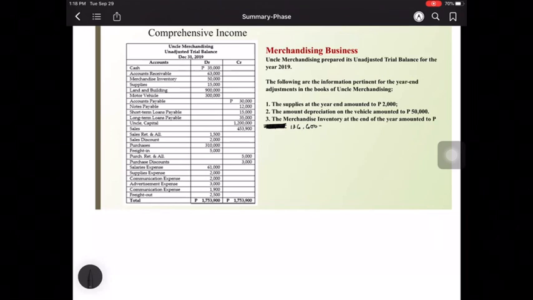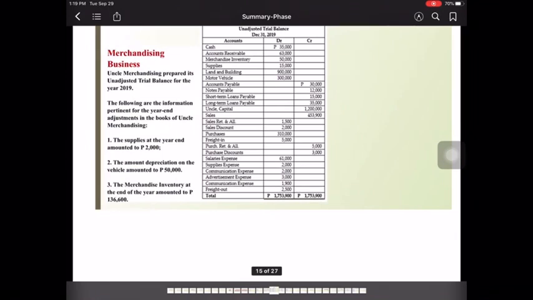So since we are given for the meantime an unadjusted trial balance, we have to first perform the necessary year-end adjustments. Okay, so we have here the pertinent information that would now adjust the amounts of the various accounts presented in our unadjusted trial balance. Okay, so we have here the supplies at the year end amounted to 2,000. Number two, the amount of depreciation on the vehicle amounted to 50,000 pesos. And the merchandise inventory as per physical counting amounted to 136,600. Okay, so let us prepare now the necessary adjustments that we should do in preparing now the adjusted trial balance for Uncle Merchandising.